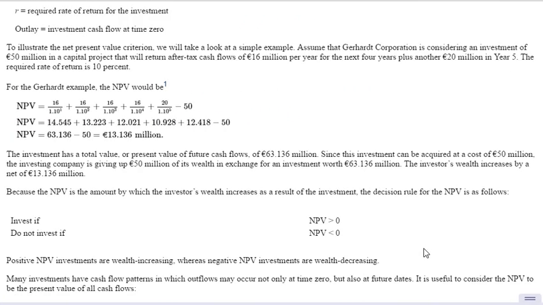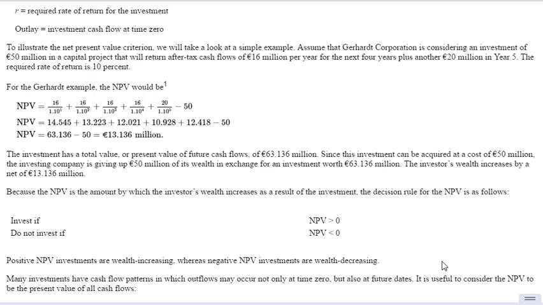So just a quick screen grab again from the text. You can see from the Gerhardt example that the investment has a total value, or present value of future cash flow, of 63.136 million euros. Since this investment can be acquired at a cost of 50 million euros, the investing company is giving up 50 million of its wealth in exchange for an investment worth 63.136 million. The investor's wealth increases by a net of 13.136 million.